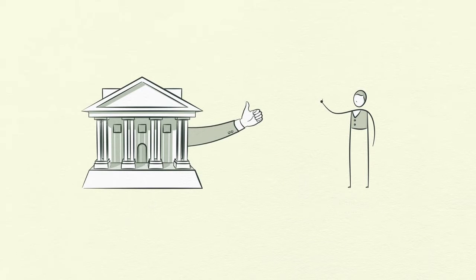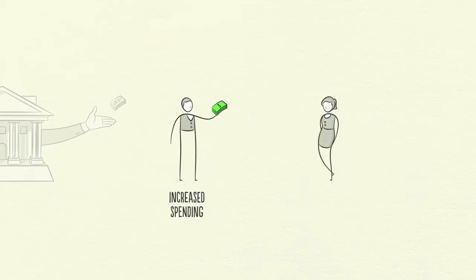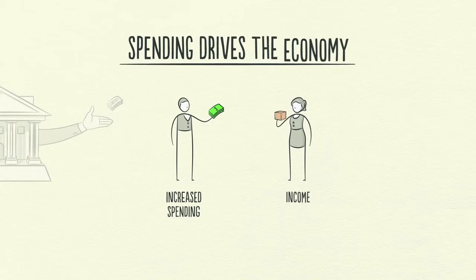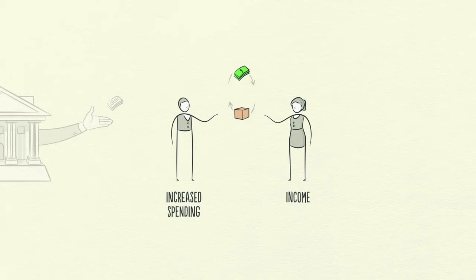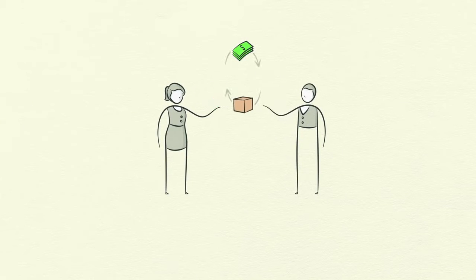So why is credit so important? Because when a borrower receives credit, he is able to increase his spending. And remember, spending drives the economy. This is because one person's spending is another person's income. Think about it. Every dollar you spend, someone else earns, and every dollar you earn, someone else has spent. So when you spend more, someone else earns more.